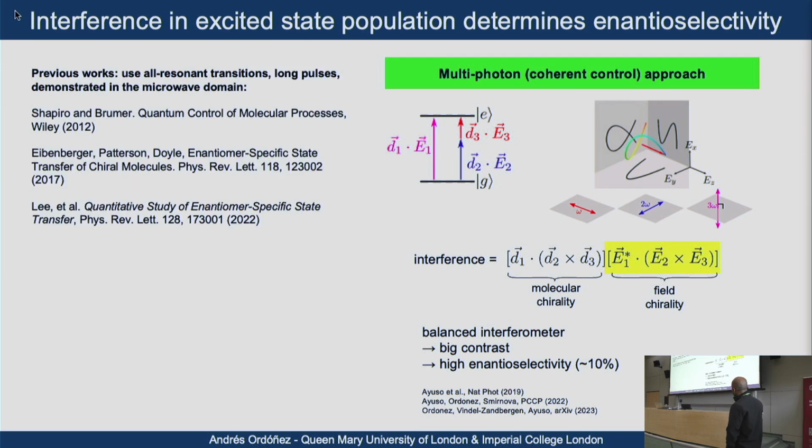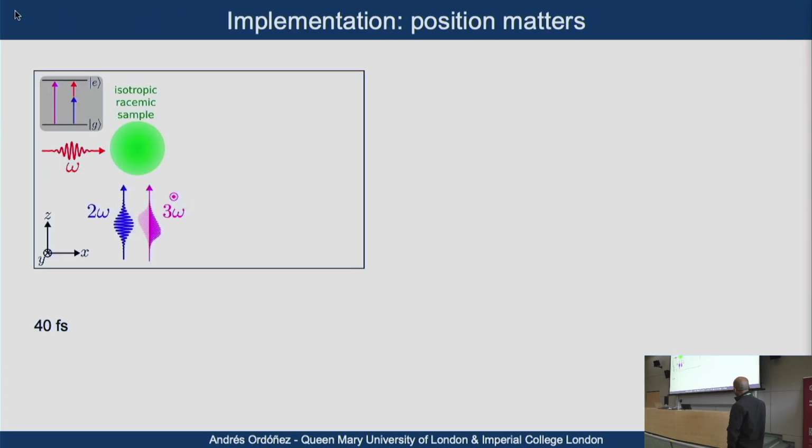We are not the first ones to study the problem of coherent control in chiral molecules. There are very important theoretical and also experimental works. One of those was briefly mentioned this morning. And actually, the experiments so far work in the microwave domain. So now we want to do something similar, but directly for an electronic transition.